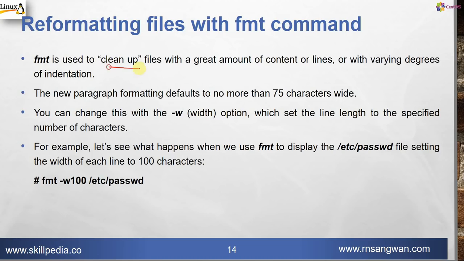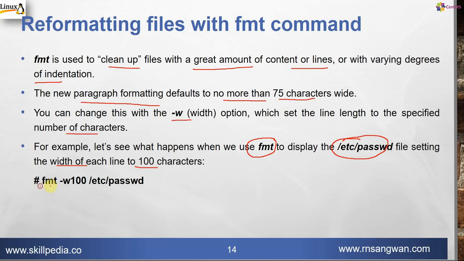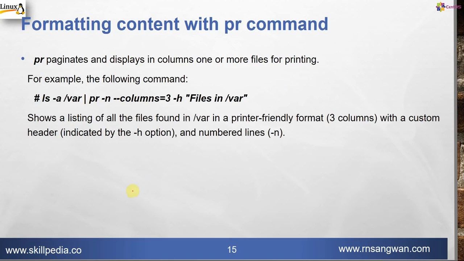fmt is used to clean up files with a great amount of content or lines, or with varying degrees of indentation. The new paragraph formatting defaults to not more than 75 characters wide. You can change this with -w, that is the width option, which sets the line length to a specified number of characters. For example, to display the content of /etc/passwd with each line set to a width of 100 characters, you can use fmt -w 100 /etc/passwd. I don't think I need to demonstrate. You understood, you can try it yourself.